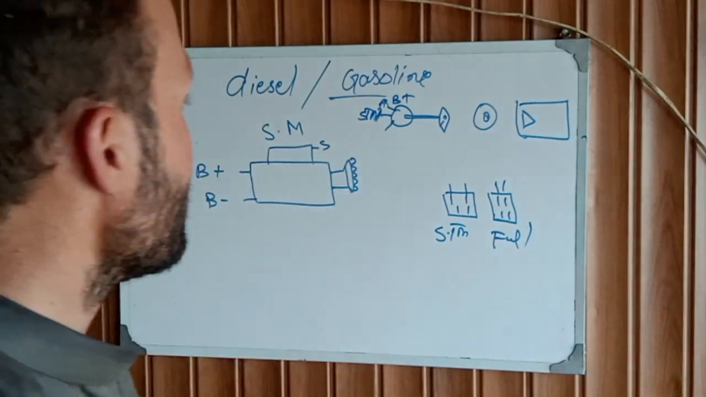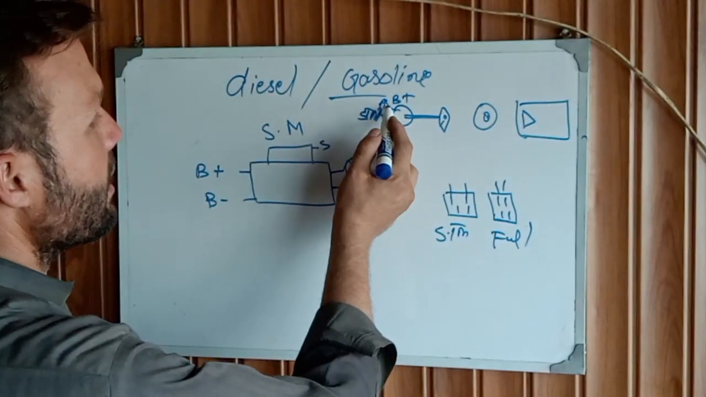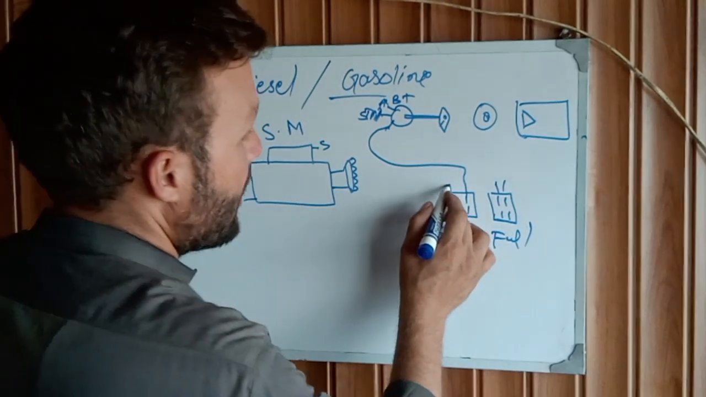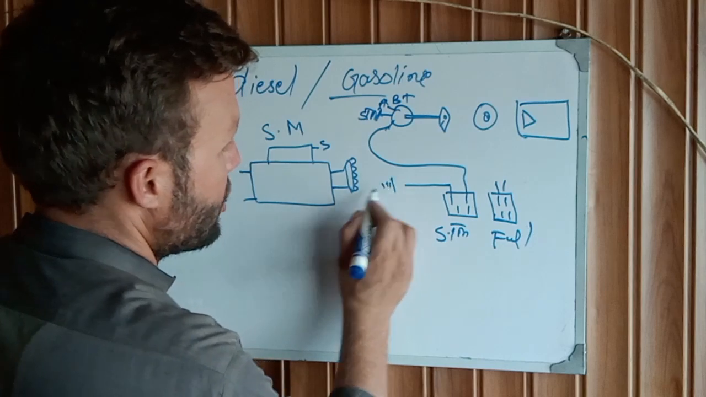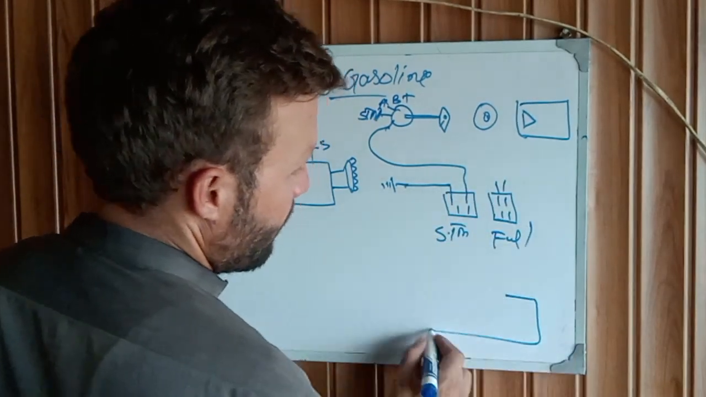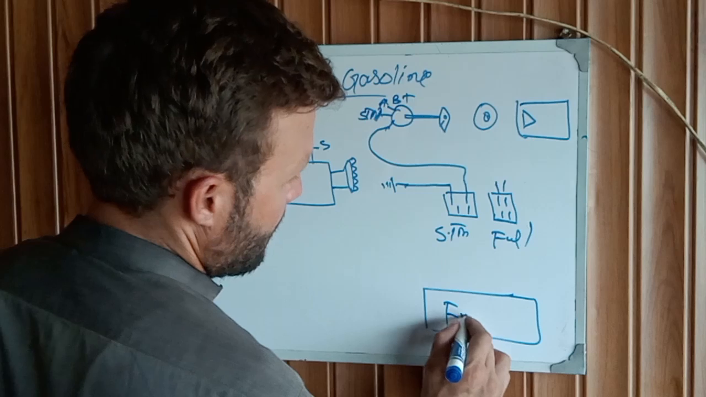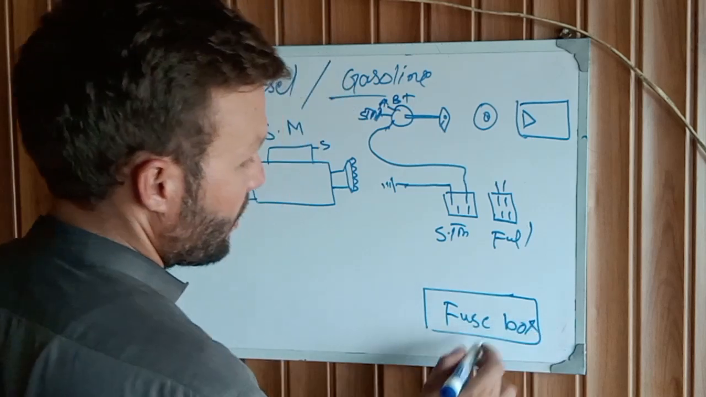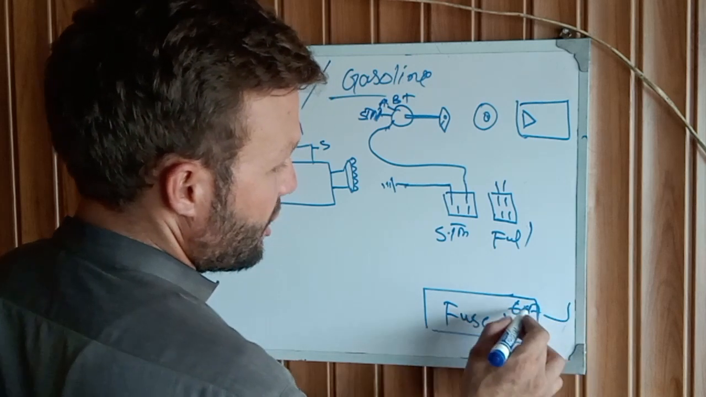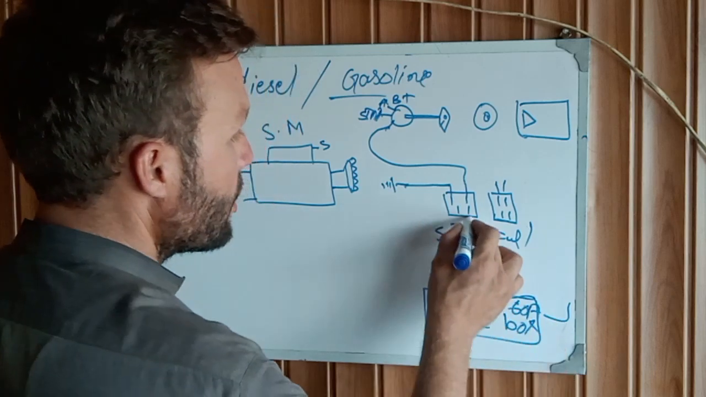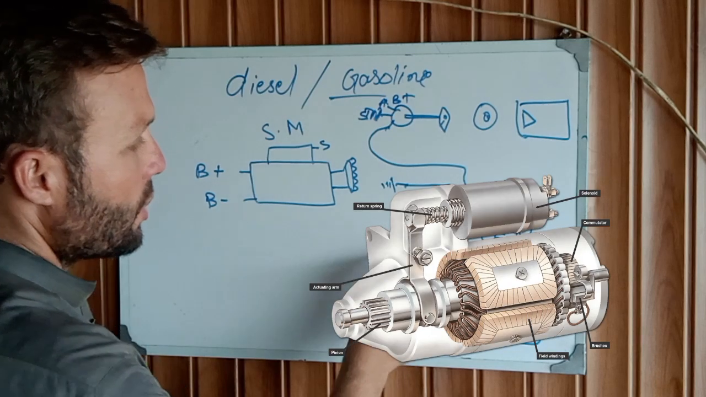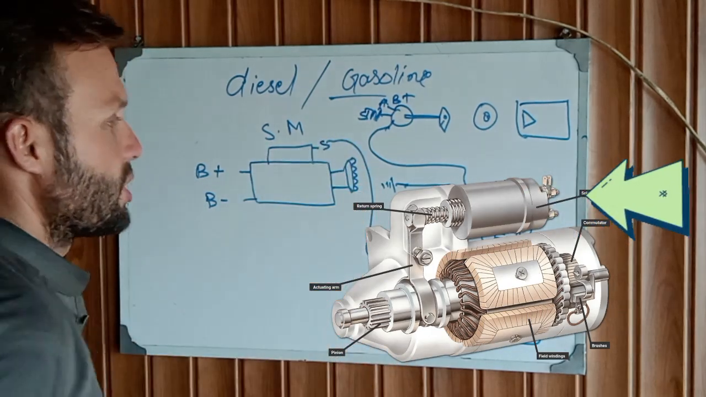Okay, when we crank the engine, we send a command to this relay through the wire. This relay has one side already grounded to the chassis, and we take some load from the fuse box. Fuse. The battery positive is coming in and coming out to this point, the relay, and from here out to this point to the starter motor.